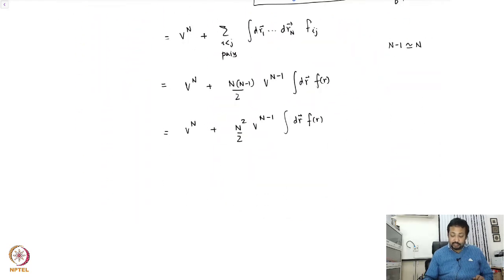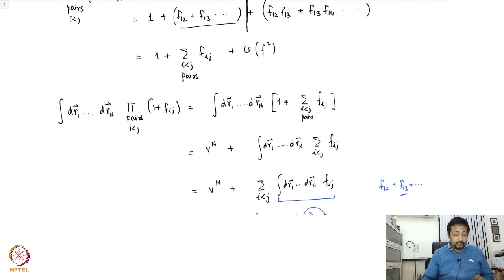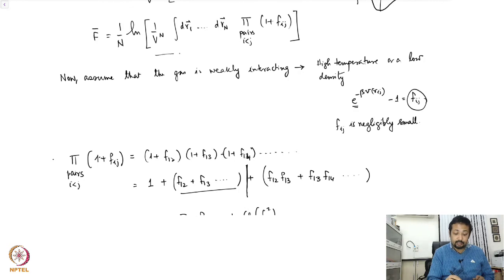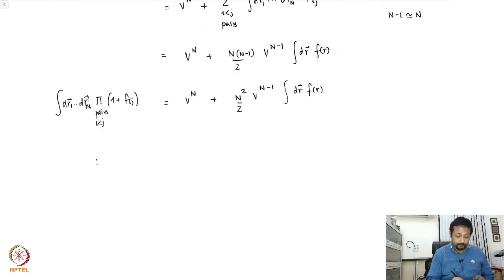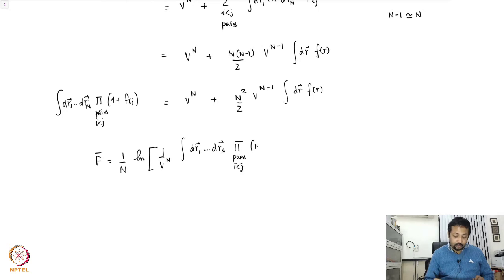Let's see. So this integral, the integral dr1 ... drn of the product over pairs i less than j of 1 plus f_ij, is going to be this. Then I'm interested in this quantity. So let's write down f bar. I'm interested in f bar, which is going to be 1 over n, and then I have log of 1 over V to the power n times the integral dr1 ... drn of the product over pairs i less than j of 1 plus f_ij. This was the quantity that we had defined.